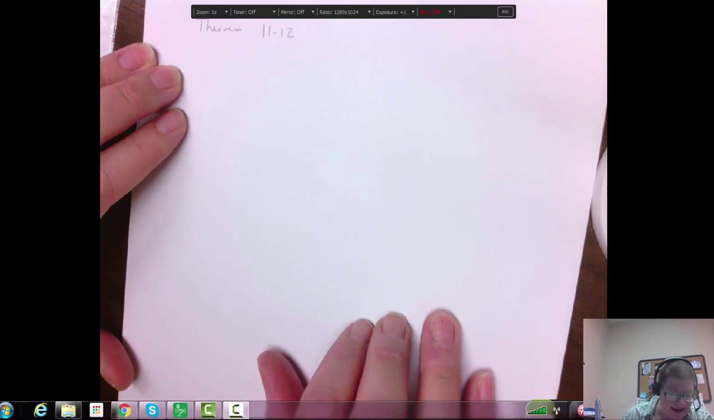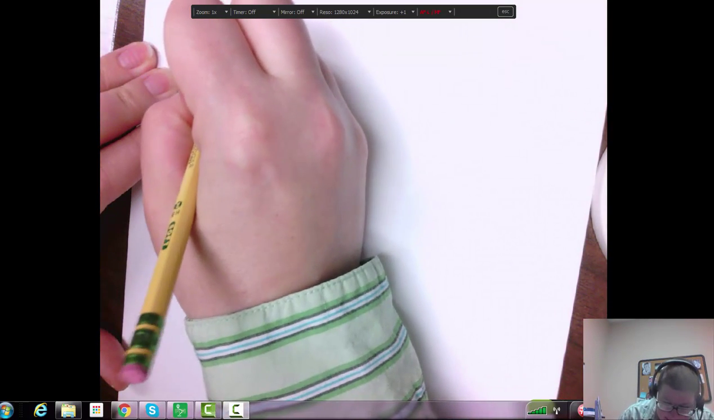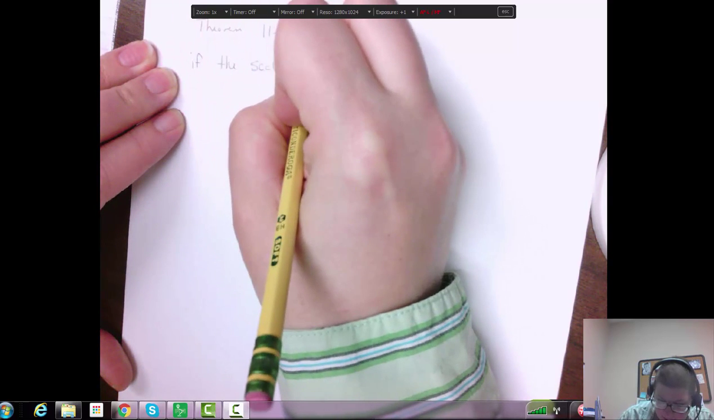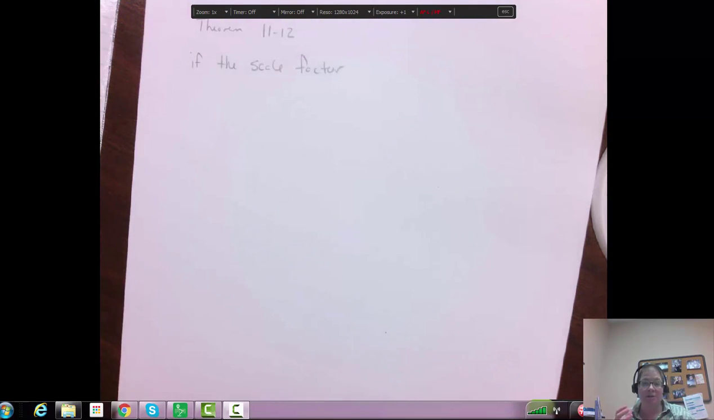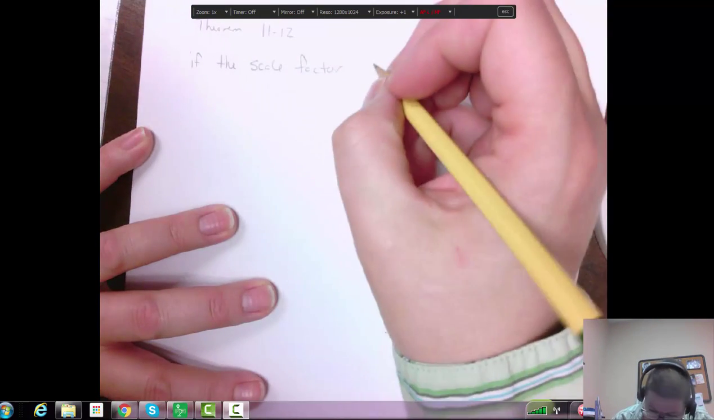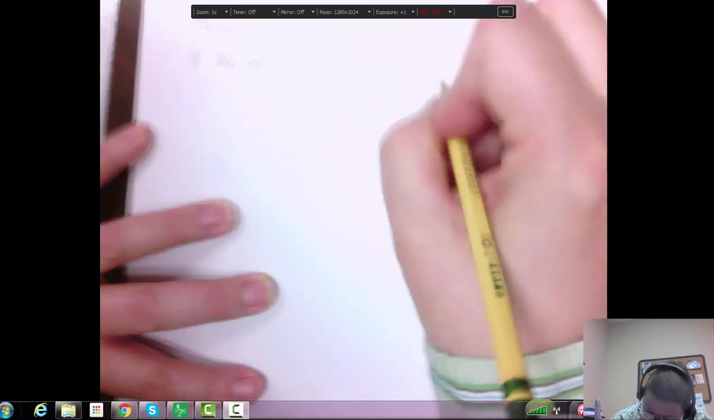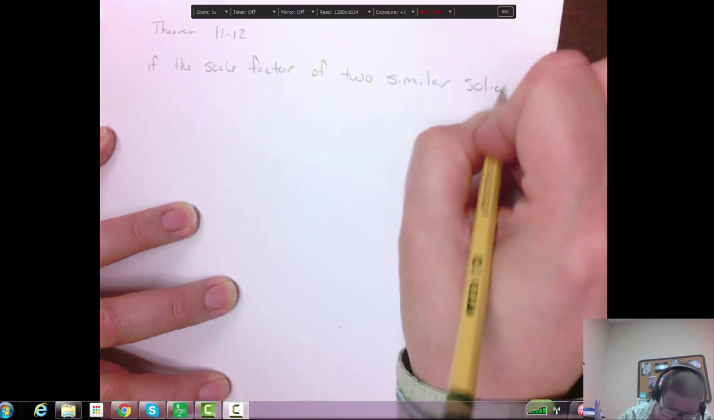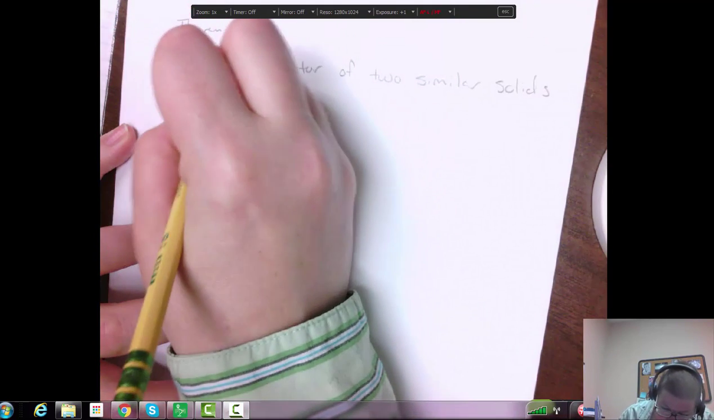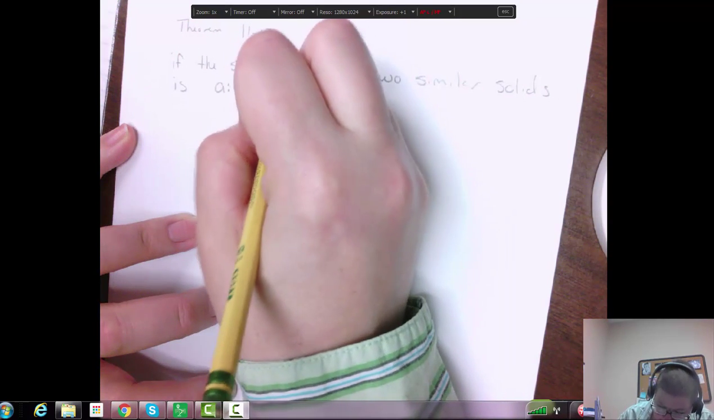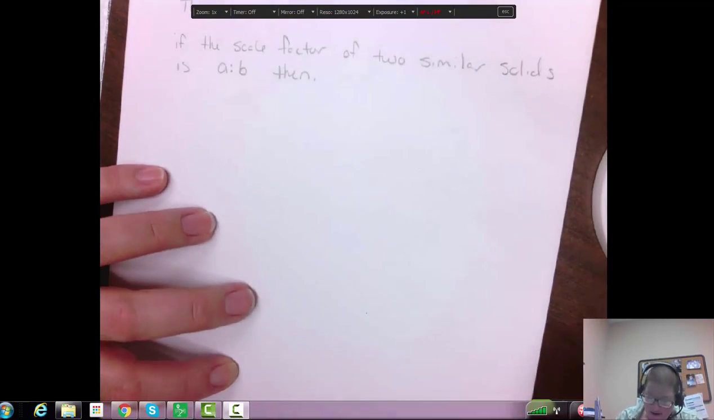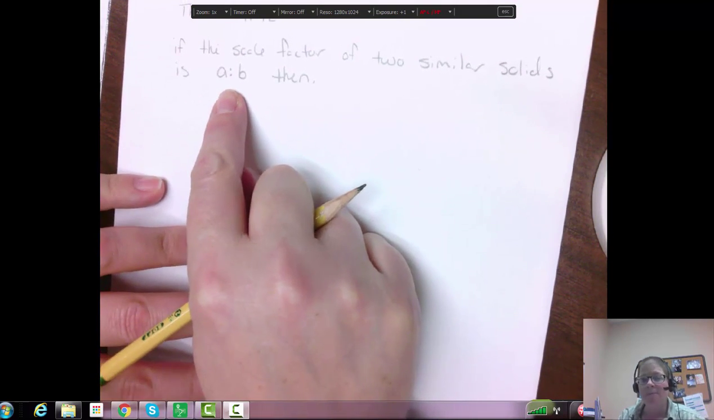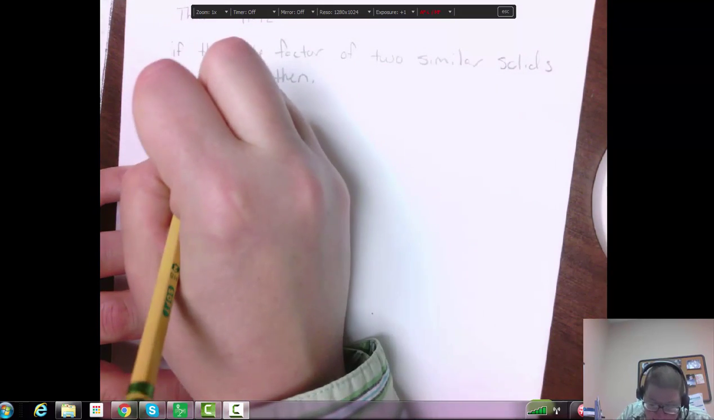So first of all, this theorem says that if the scale factor, remember that's the relationship between the two similar figures, like is one twice as big as the other, that's our scale. Is one 1.2 smaller than the other, that's our scale factor. Of two similar solids is A to B, then the following are true. So if the scale factor is A to B, sometimes we write that as the fraction A over B, or the two dots, either way. And then these are the two things that we know.